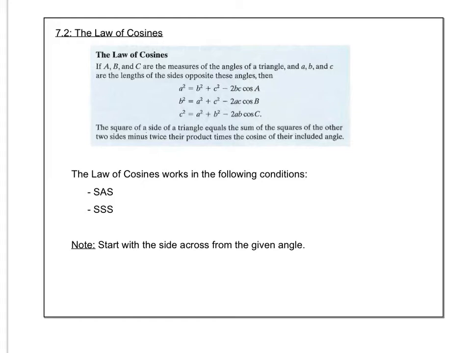The law of cosines works when you have, if you look at this very first spot down here, side angle side or side side side. So if the picture looks like that, you're going to have to use law of cosines to find the things that are missing. Again, this is for when you don't have a right triangle. So anytime it's not a right triangle, you can find all the missing parts using the law of cosines when it's side angle side or side side side.